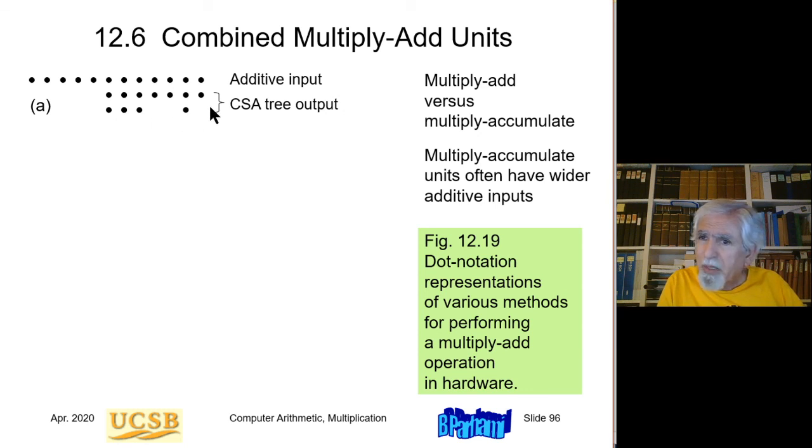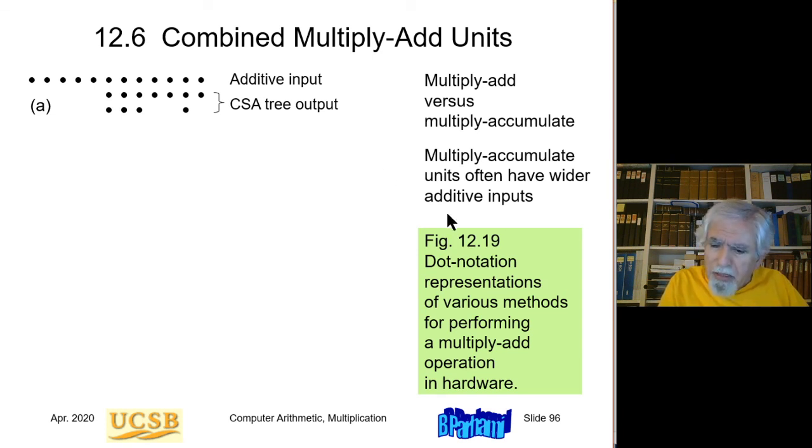Whereas by doing it this way, I have the carry save adder tree, I have one carry save addition, which is pretty fast, and I have just one carry propagate addition. So that saves time because I replace two carry propagate additions by a single carry propagate addition. Now this additive input can be the same width as my operands, or it can be wider. Often it is wider so that when we add these things together, the exact sum can be maintained without encountering overflow.